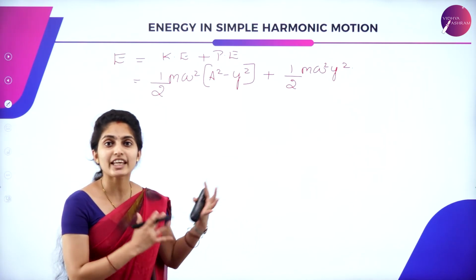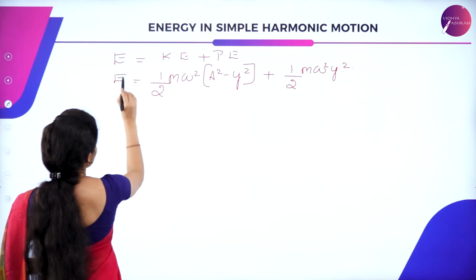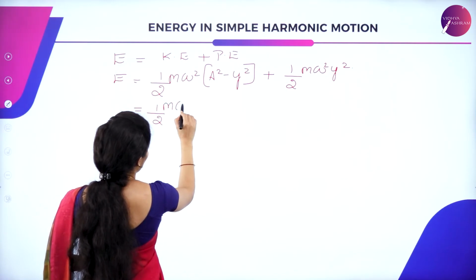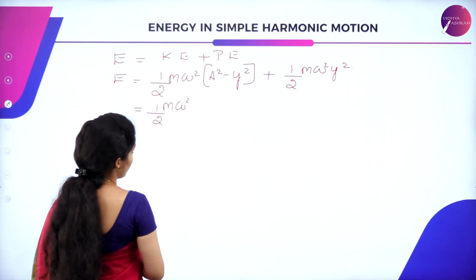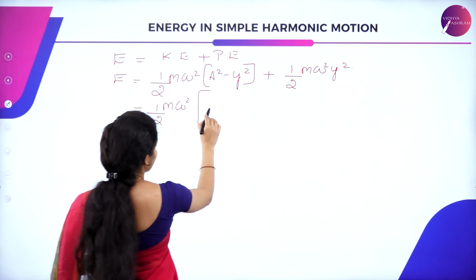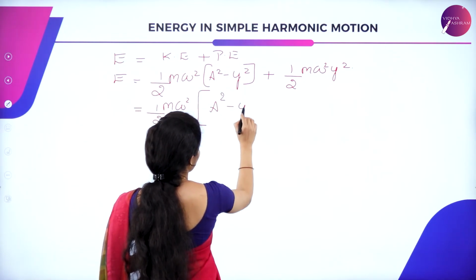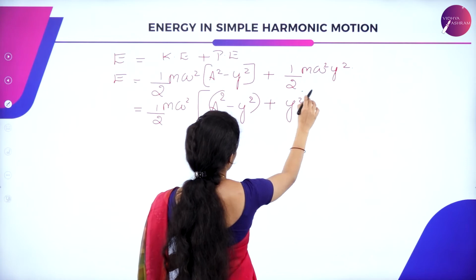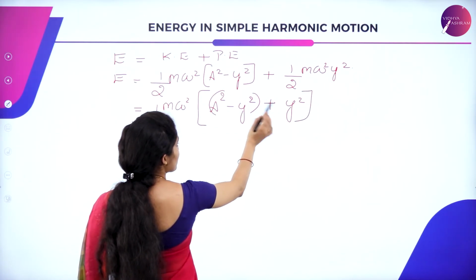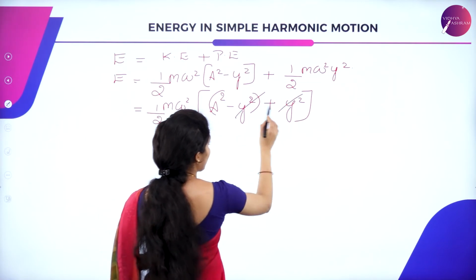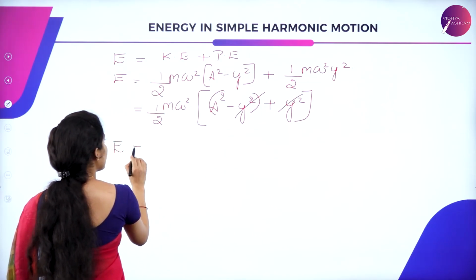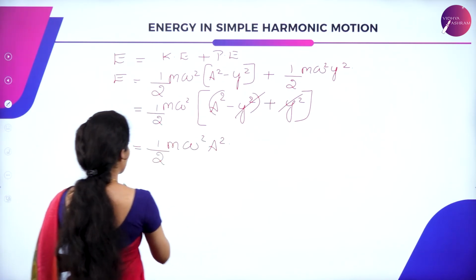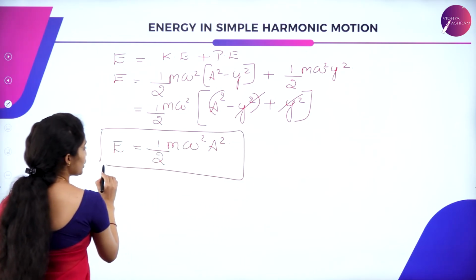Now how to equate this? We have total energy E is equal to, take half outside and m omega square as common. So what are we left with? We are left with the first term, a square minus y square, and in the second term it is just plus y square. So what are the things which are common and with a different sign? It is y square, which cancels out. So we have total energy is half m omega square a square. So this will be the total energy of the particle.